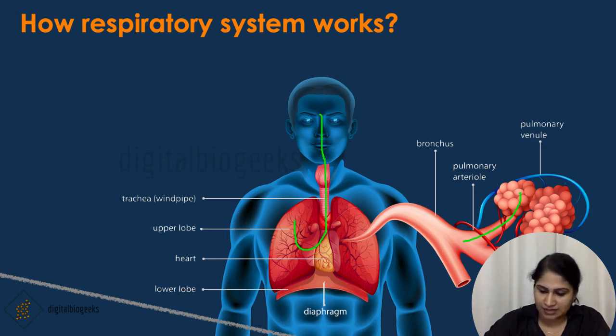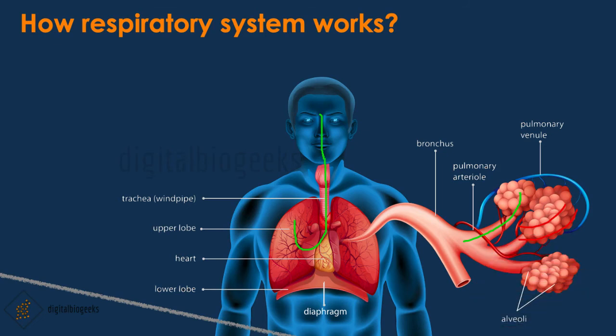One alveolus is surrounded with capillaries that carry blood. Let's assume this as an alveolus which has alveolar chambers inside it, and this is the blood vessel, and blood has RBC in it. That is a red blood cell. The oxygen molecules diffuse from the alveolus to the capillaries and they get attached to RBCs.